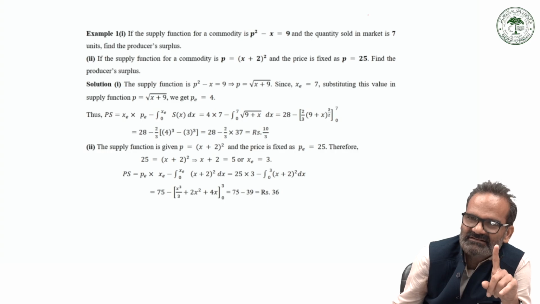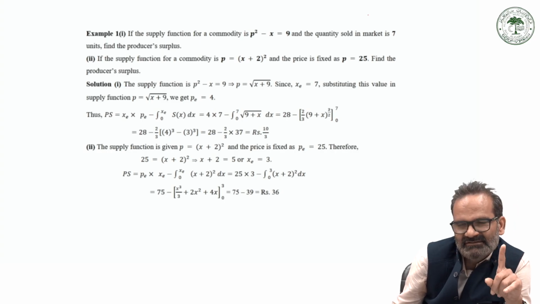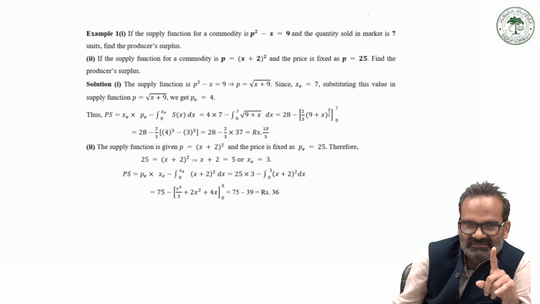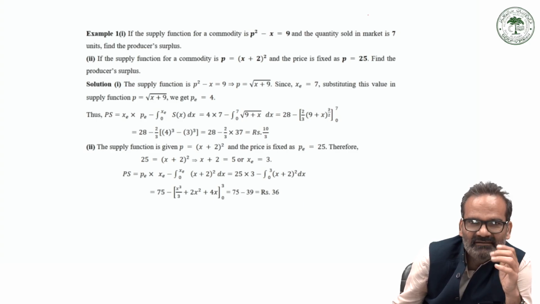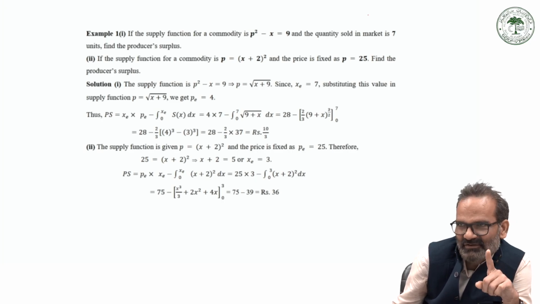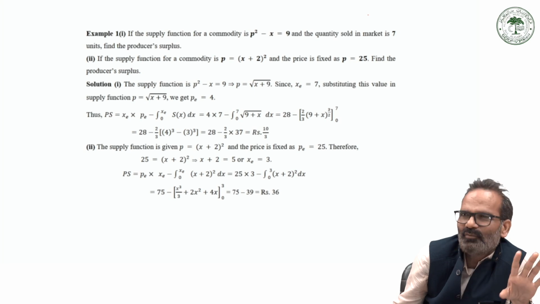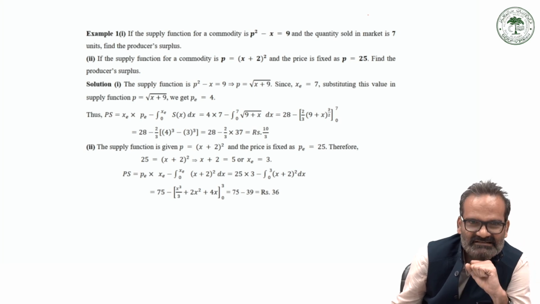The basic difference is what? In case of the consumer surplus, we will take the demand function into consideration. On the other hand, whenever we are calculating the producer surplus, we will take the supply function into account. This is the basic difference. The rest of the calculation is almost verbatim. Let us take example 1.